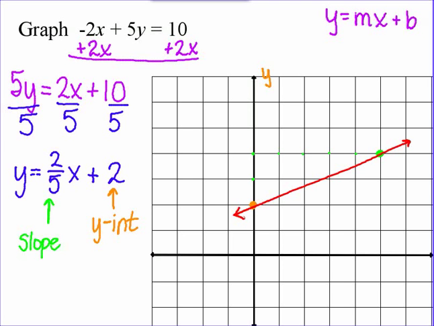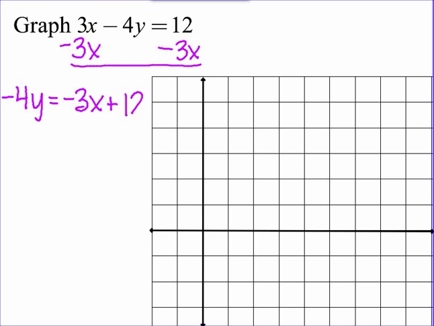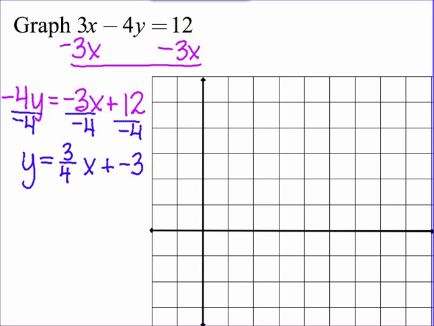So let's go ahead and look at another one. Graph 3x minus 4y equals 12. First thing I'm going to do is solve for y. So what am I going to do first? Subtract 3x. Good. So I end up getting negative 4y equals negative 3x plus 12. What do you do now? Divide by negative 4. You're going to divide everything through by negative 4. So I end up getting y equals 3/4 x plus negative 3.